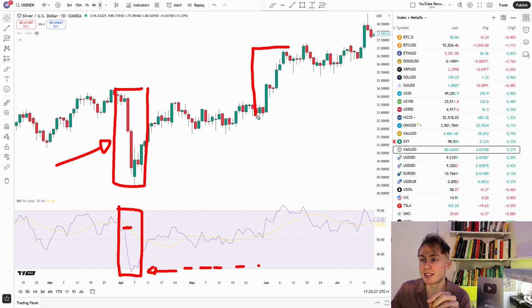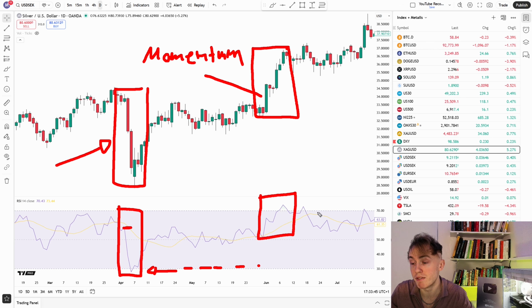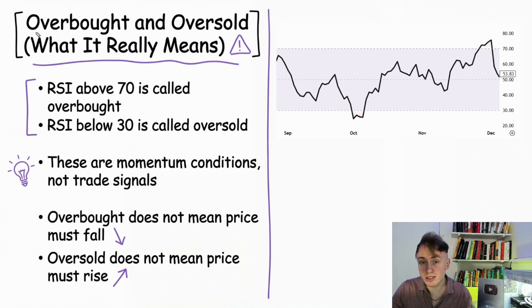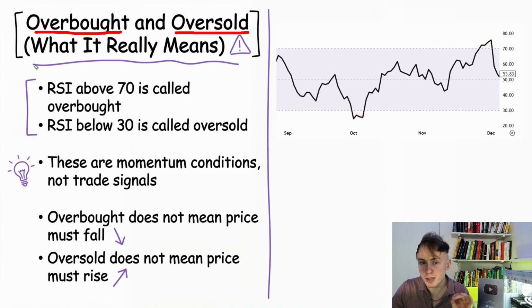You can also see that right here, we had a pretty fast and strong move towards the upside. For example, this candle right here was clearly a massive momentum candle, right? And because we saw this strong momentum to the upside, the RSI also managed to push into the overbought territory.